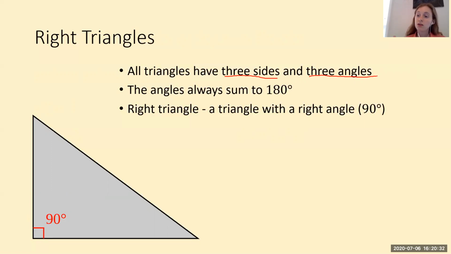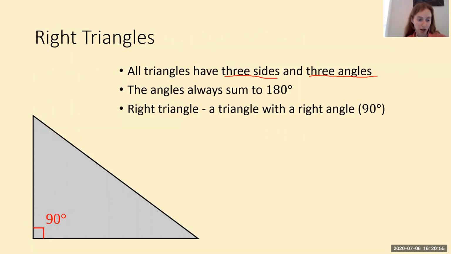And then a right triangle is just a specific type of triangle. It's a triangle that has a right angle inside of it. And if you remember from your geometry vocabulary list, a right angle is a 90-degree angle. So it's when you get that nice square corner.